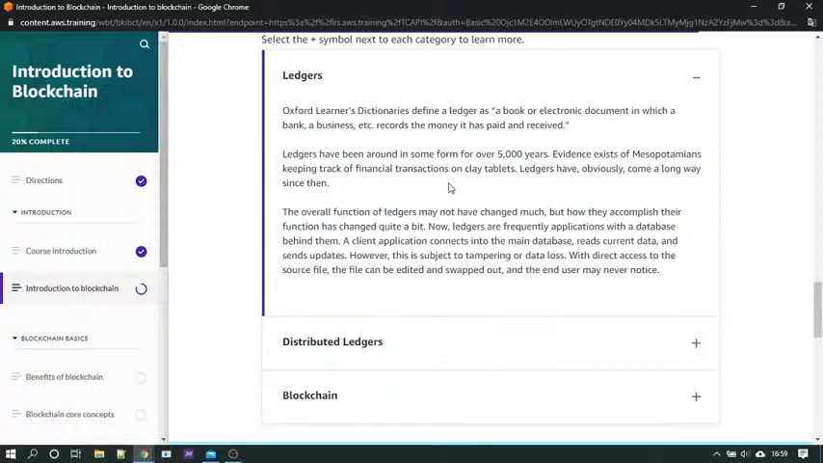Now, ledgers are frequently applications with a database behind them. A client application connects into the main database, reads current data, and sends updates. However, this is subject to tampering or data loss. With direct access to the source file, the file can be edited and changed, and the end user may never notice.